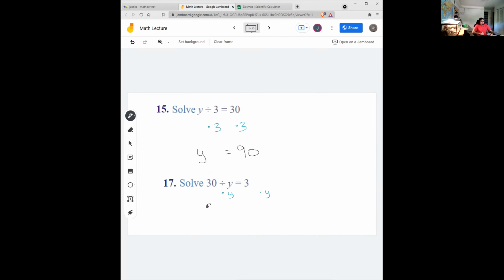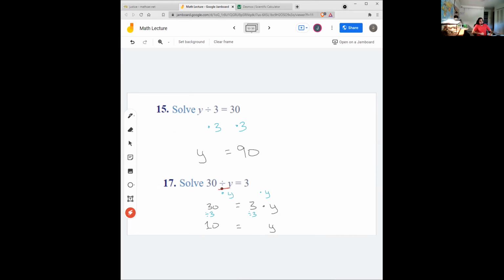And then 30 is now by itself, because the divided by y times y cancel out, just like divided by 3 times 3 up above. And this side now is 3 times y. Because it's multiplying, it doesn't matter what order I do things. The opposite of times 3 is divided by 3. So let's do that to both sides. And I get y equals 10. Does that seem reasonable? 30 divided by 10 equals 3. Yeah, that looks good.